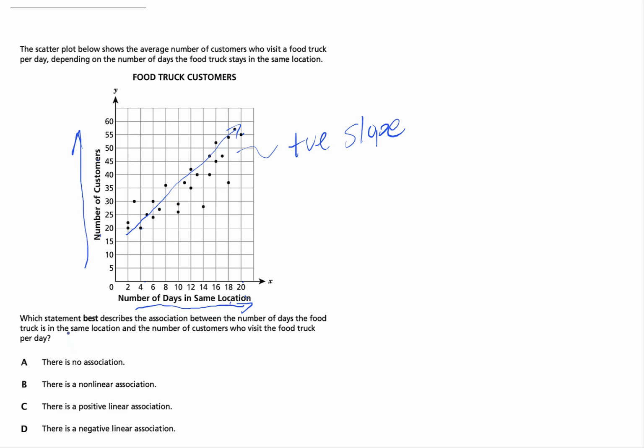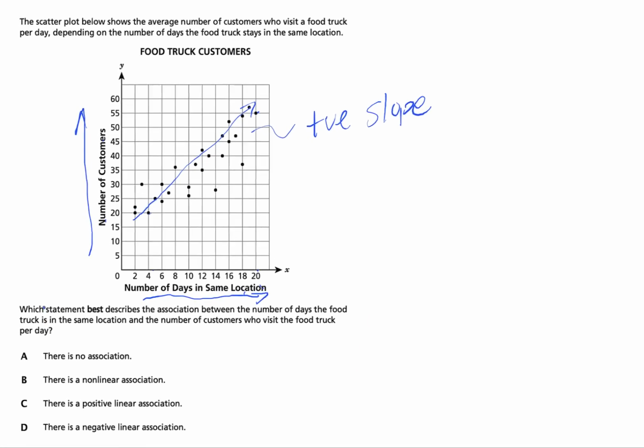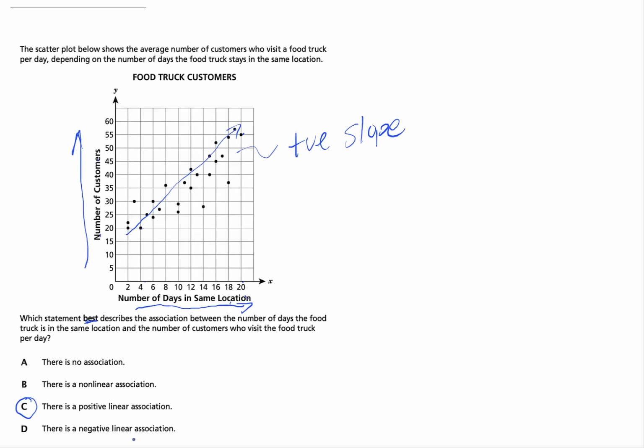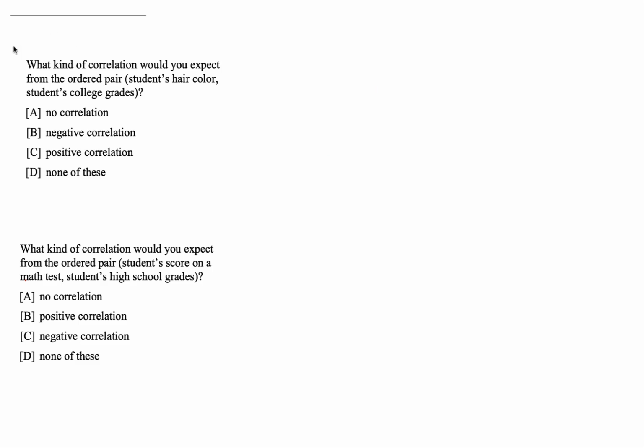Now the question being asked is, which statement best, notice that's bolded, describes the association between the number of days the food truck is in the same location and the number of customers who visit the food truck per day. Now we know that it's a positive slope, so our answer would be C. There is a positive linear association. Let's call this question 2.